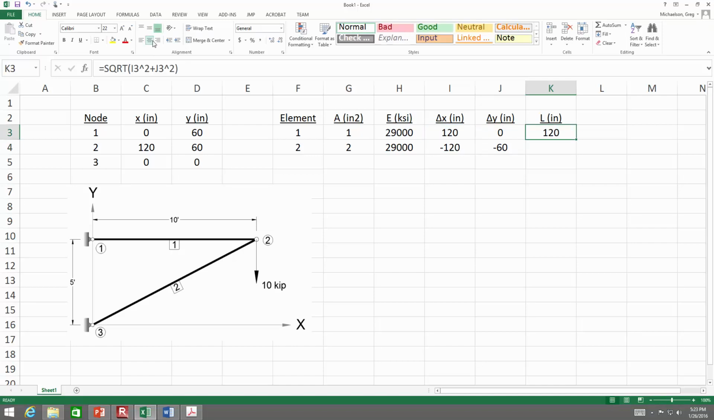So I get 120 for this one, copy and paste, and I get 134. Do these numbers reflect what's really going on? Yeah, I mean, element number 1 is 10 feet long, or 120 inches. Element number 2, you can see, is going to be a little bit longer. It's about 134.16 inches. Everybody okay? Any questions? Yes?